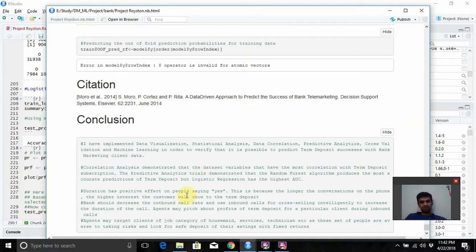So, in my conclusion, duration has a very positive effect on people saying yes. This is because the longer the conversation on the phone, the higher the interest the customer shows in the term deposit. Agents may also target clients in job categories of housemaids, services and technicians, as these people are very averse to taking risk and look for a safe deposit of their savings with fixed return. And banks should decrease the outbound call rate and use the inbound call rate to pitch the ideas intelligently.